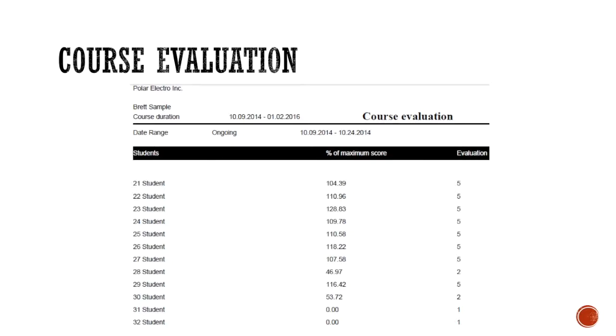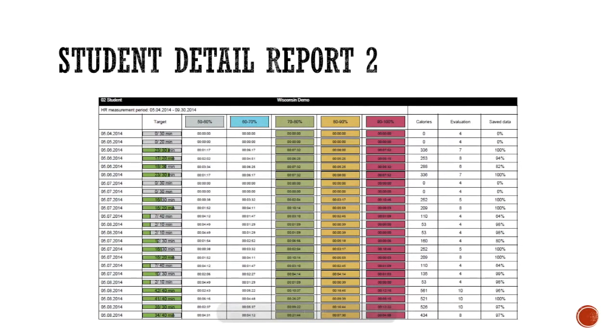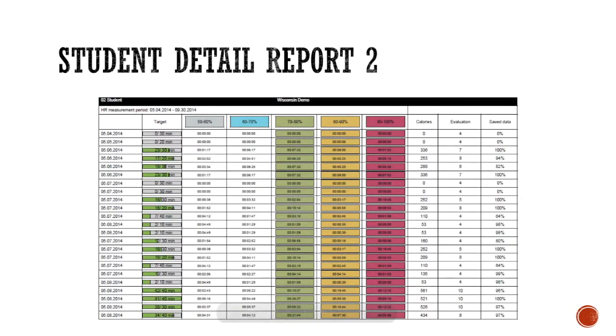So then there's a course evaluation. It can grade it for you if you set it up ahead of time correctly. And then you can get student detailed reports for each class. And so this is a detailed report of how much time students spent in each zone. This is the same thing, just a little bit different picture. So that's pretty much the reports with heart rate.